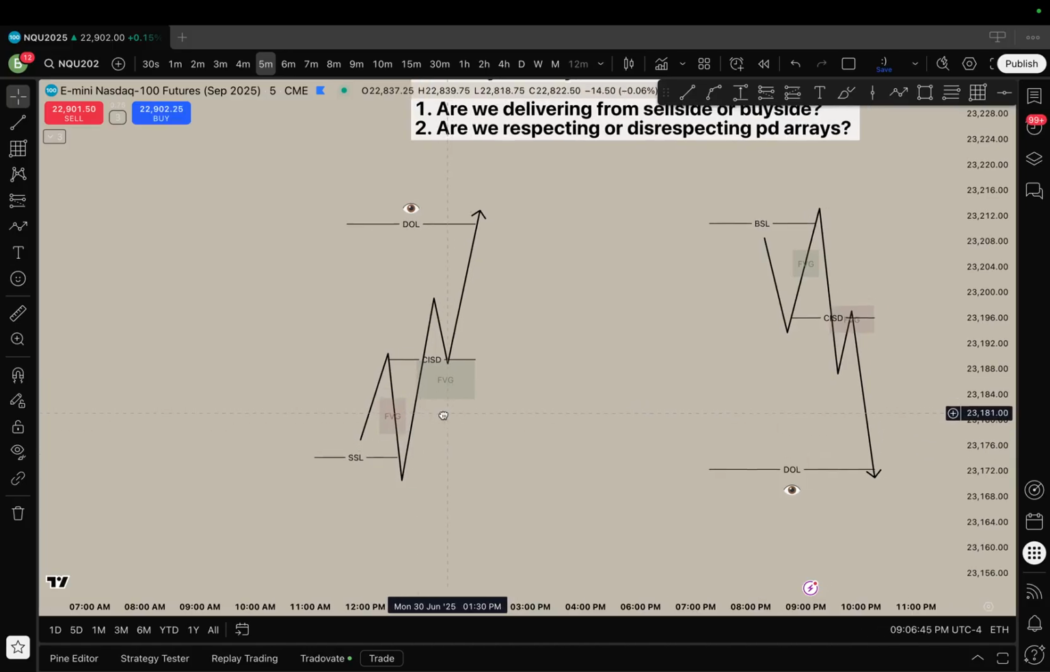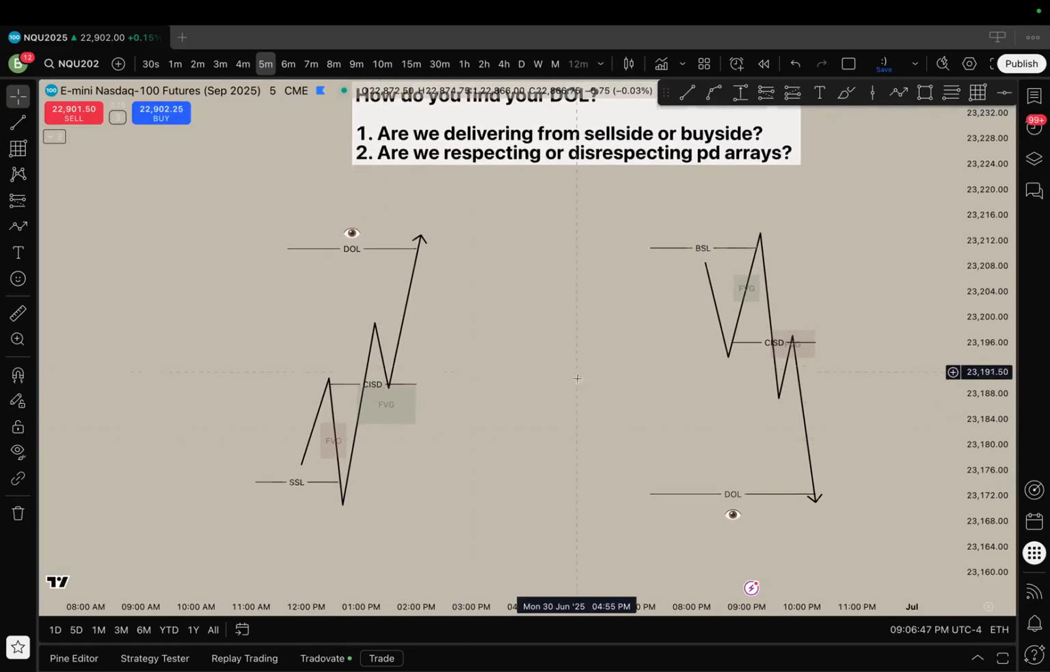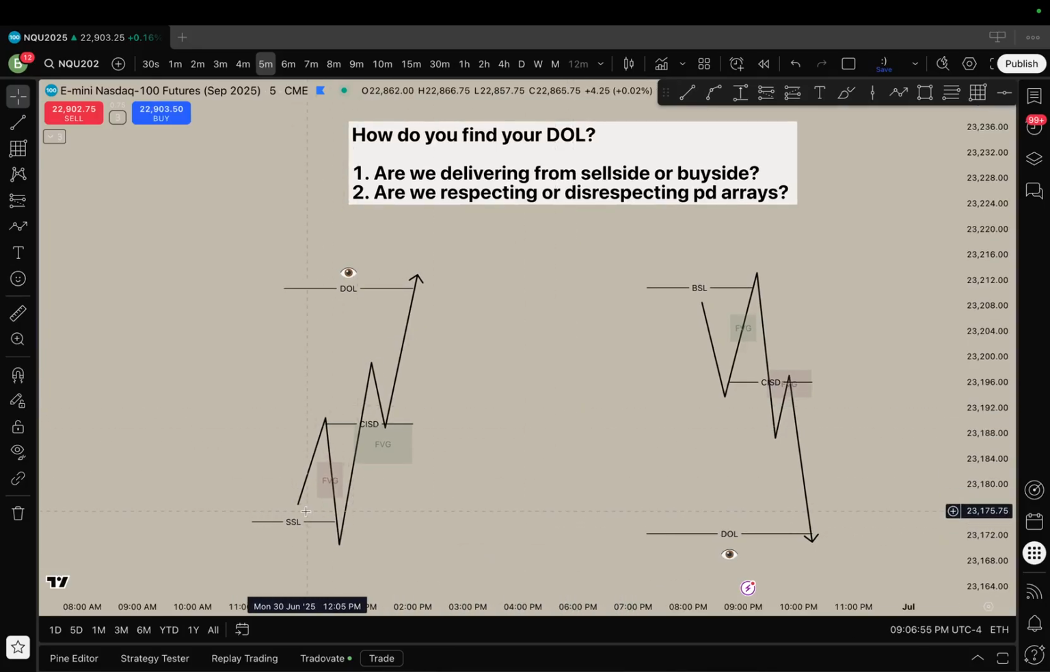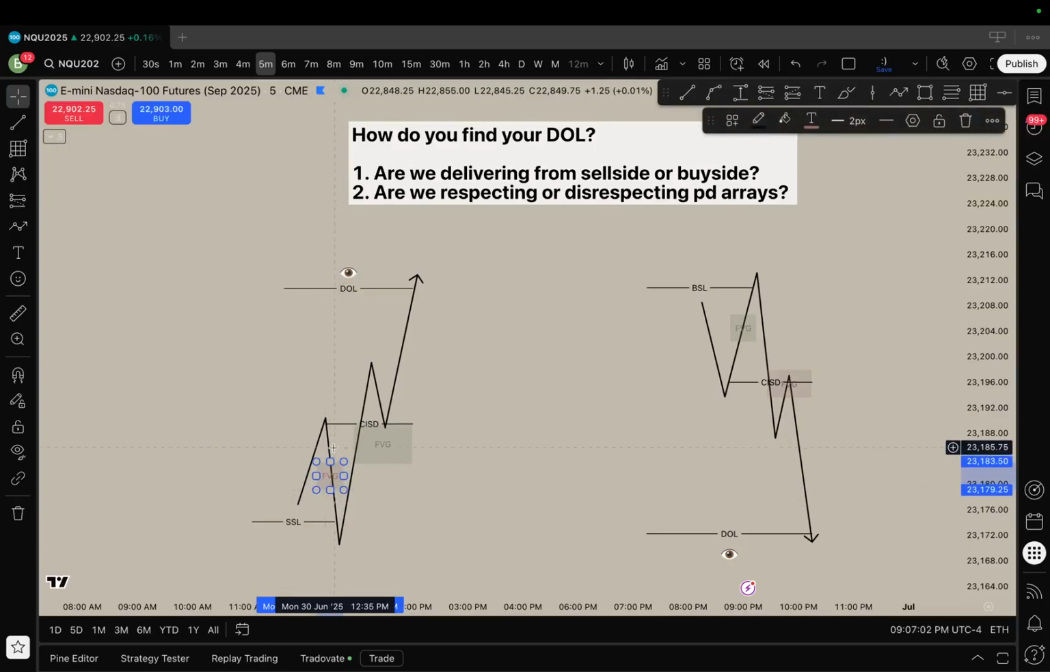Whatever sell side it is. Then are we respecting or disrespecting PDRAs? Okay, so if we have a bullish draw on liquidity, these things are happening. We are delivering from sell side liquidity. We are disrespecting bearish PDRAs, just bearish for value gaps, or maybe we have an order block here, whatever. We're running through those. And then we are respecting bullish PDRAs.